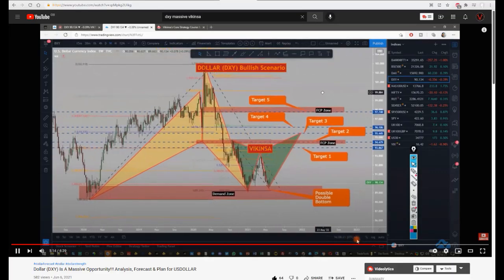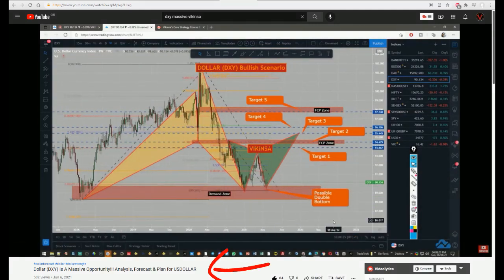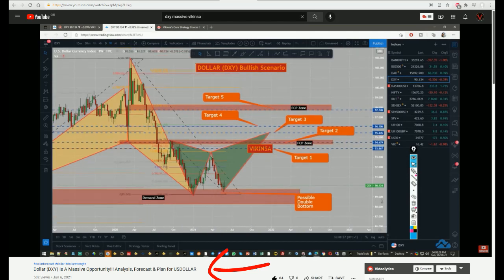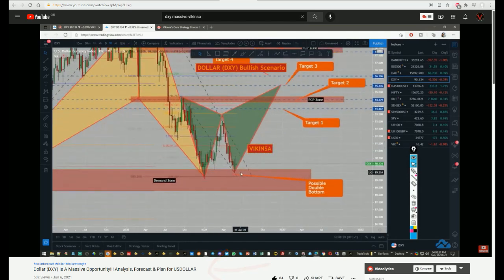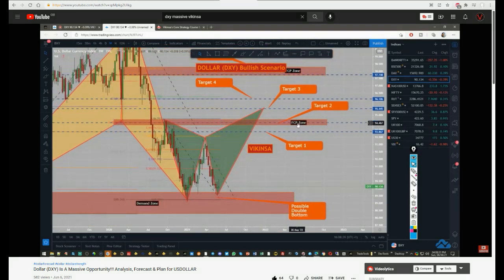Can have. This is the bullish scenario. This is the M pattern that has formed, and we are in a demand zone, and the dollar has recently printed a double bottom here. This is kind of a double bottom here. Okay, so market could be moving higher back into this FCP zone, much higher than the previous high.